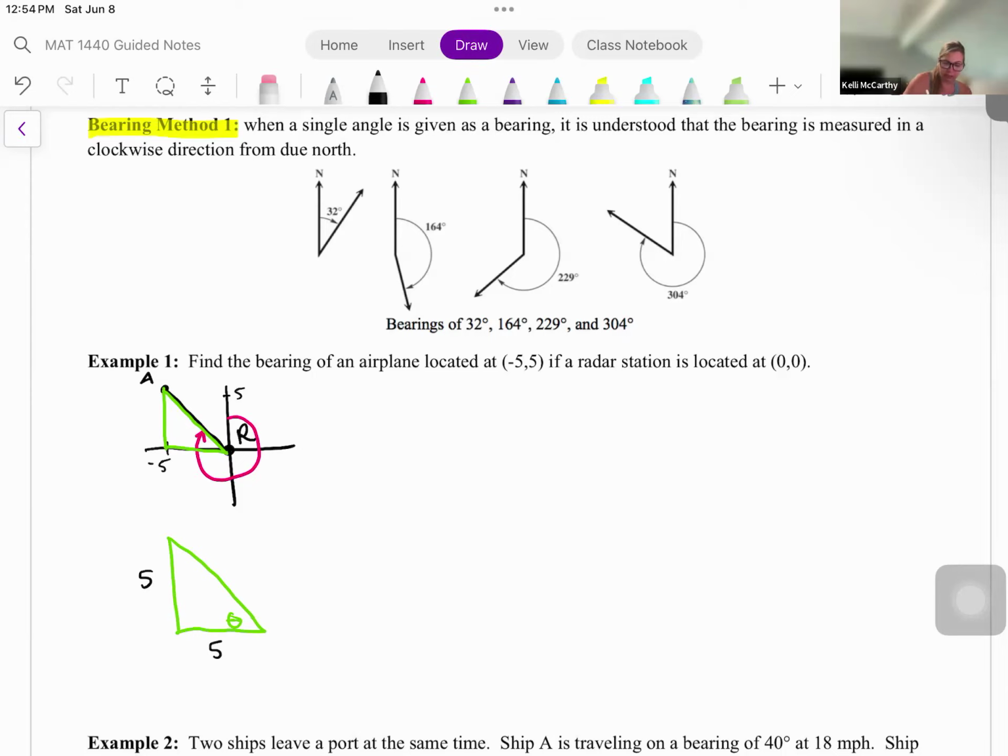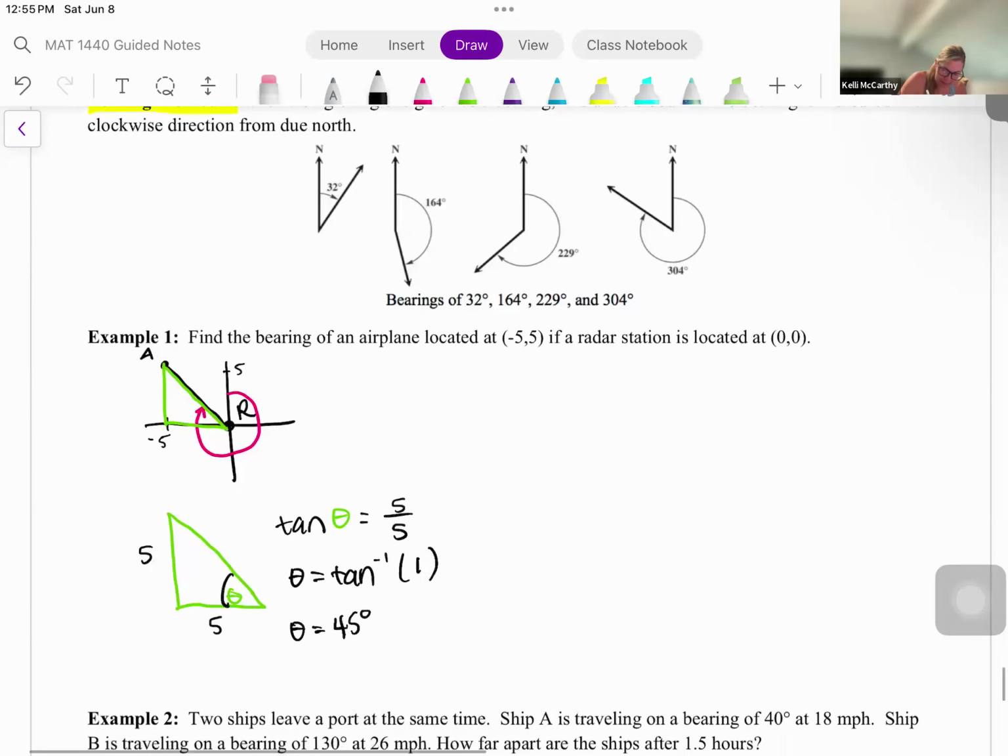To find theta, we're going to use the tangent of theta. I'm using green just to keep this consistent with our picture and to show that it's not actually my bearing. Tangent of theta is equal to 5 divided by 5. We're going to keep it as just positive 5 for this, because we've removed it from that coordinate grid. That means theta is equal to tangent inverse of 1, and that gives us an angle measure of 45 degrees.